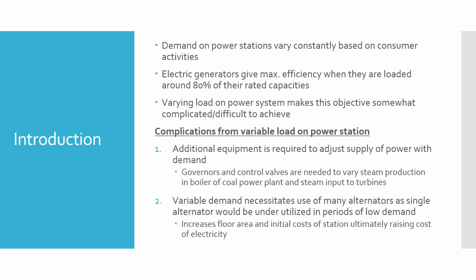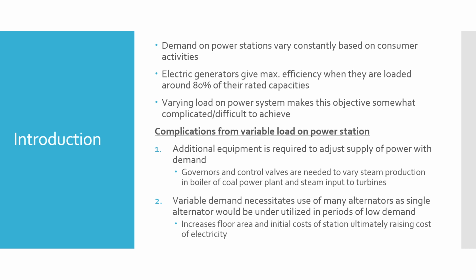Number two, the variable demand necessitates the use of many alternators. So you need more than one alternator in a power station. You cannot simply install one alternator, because in times of low load conditions, this alternator will work at a very reduced capacity, and at that capacity its efficiency might be very low. If the efficiency of the system generating power is low, then obviously the cost of electricity being produced would increase.